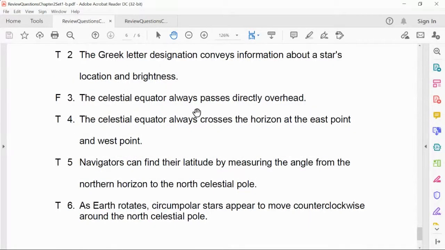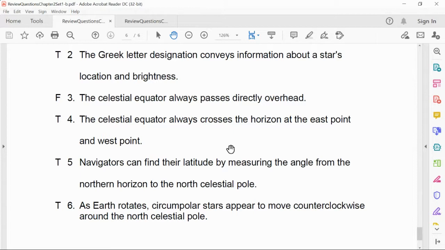The celestial equator always passes directly overhead. That's false. It only passes directly overhead for someone who is at the equator. And the celestial equator basically is imaginary. It's in the model of our own celestial sphere.